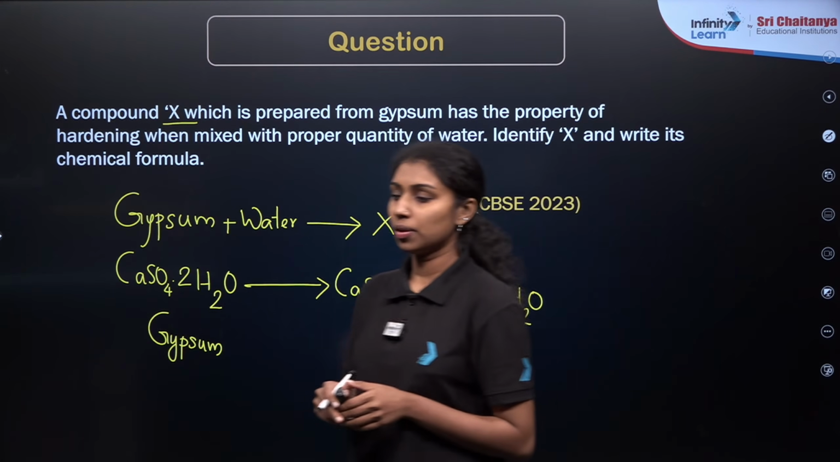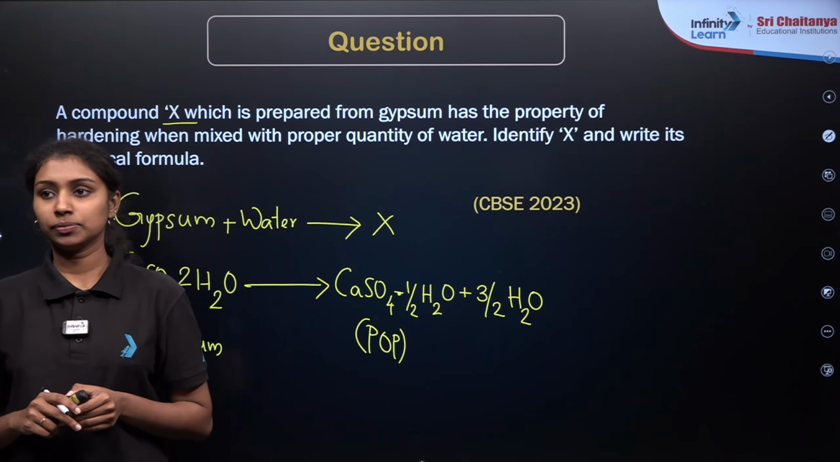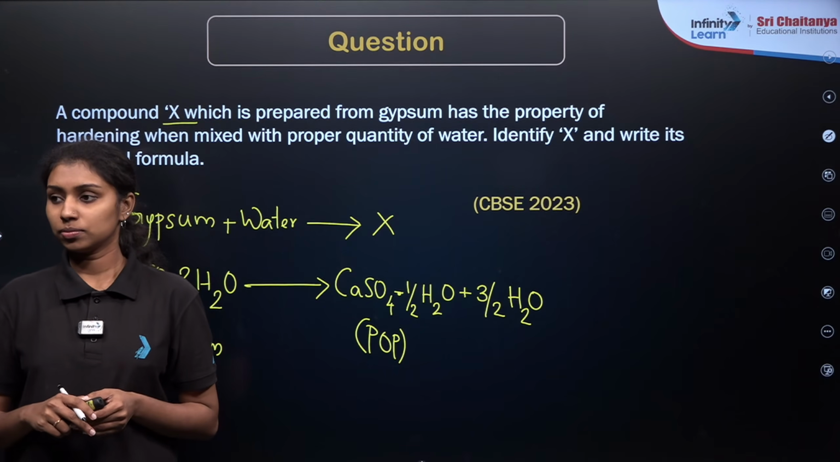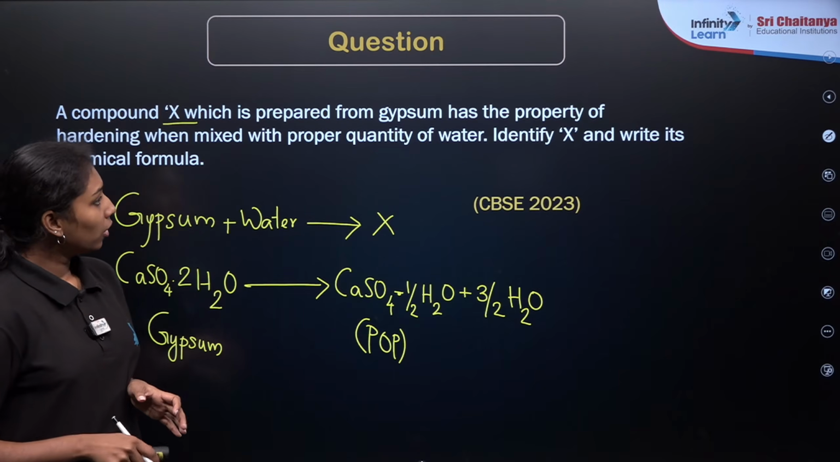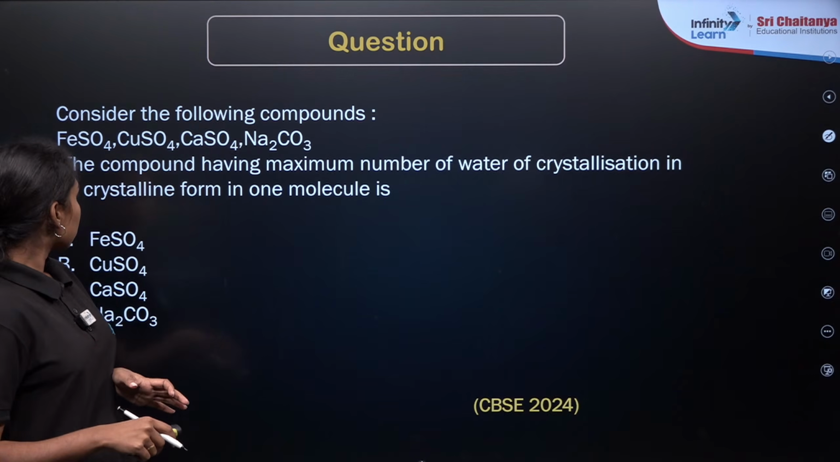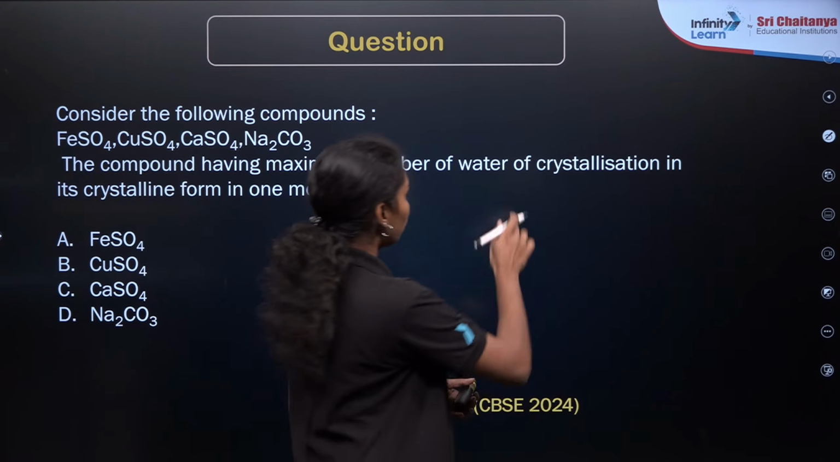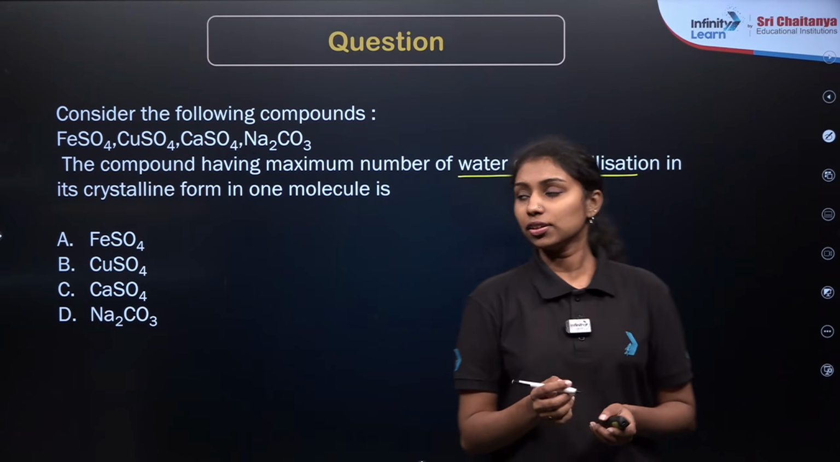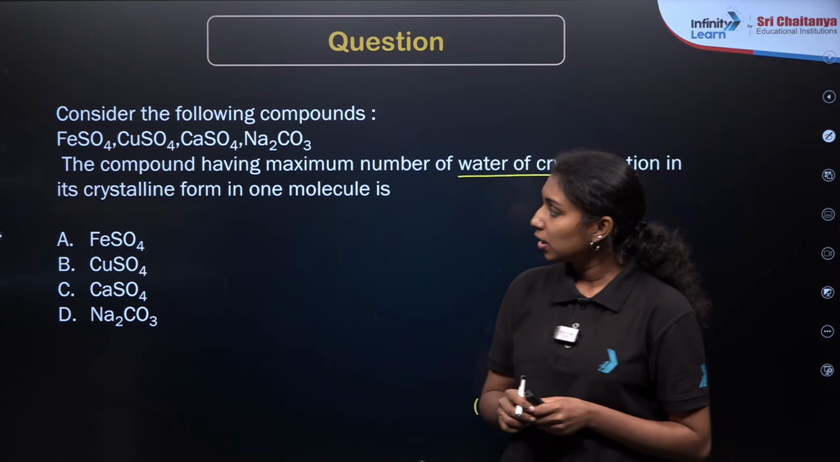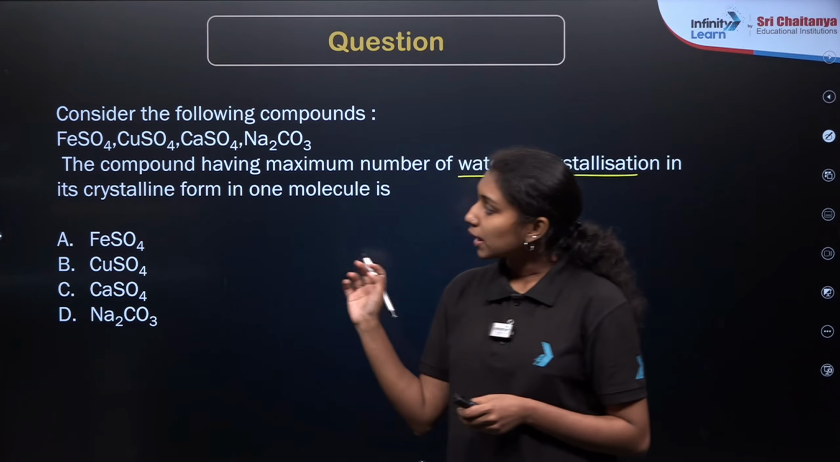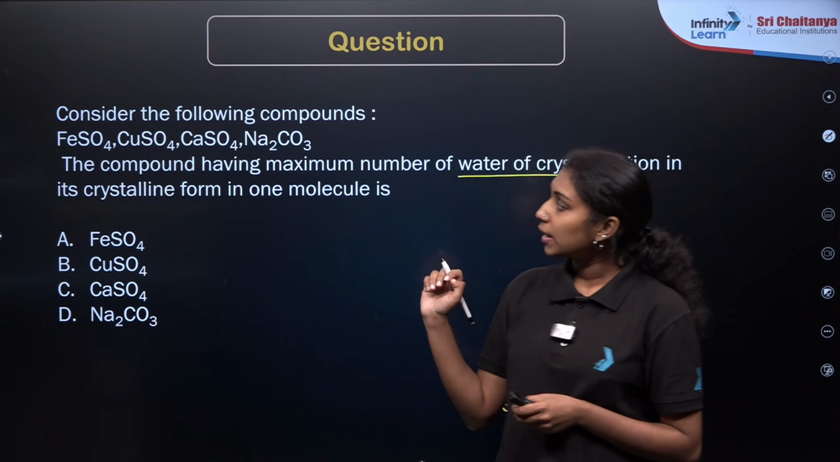Is there any doubt? Okay, now we are moving to the next question. Again, the question is based on the water of crystallization. We need to identify the compound which is having the maximum number of water of crystallization in one molecule. First one is FeSO4, second one copper sulfate, calcium sulfate and Na2CO3.